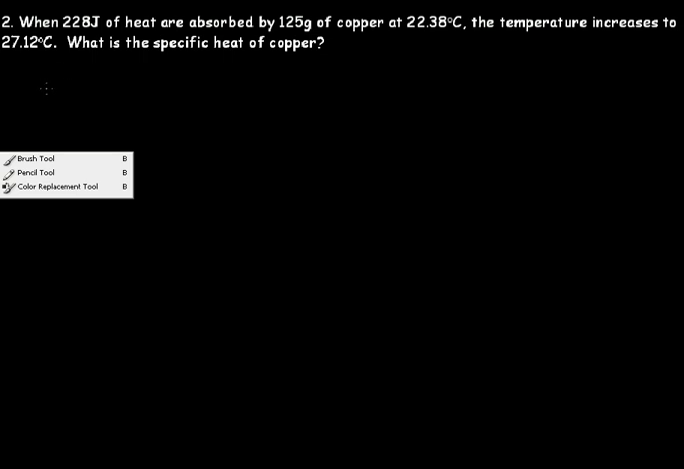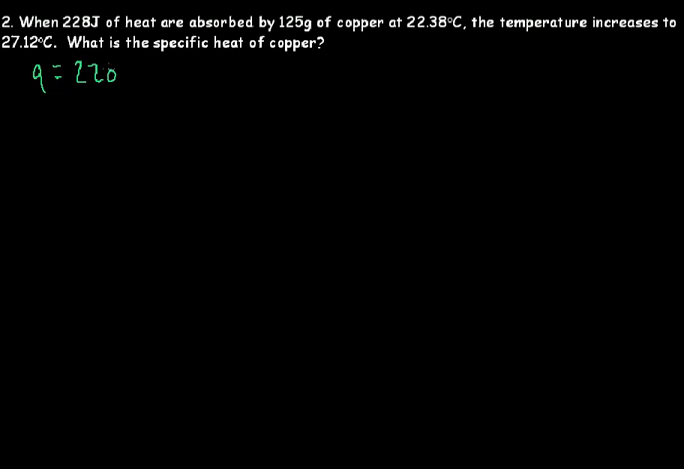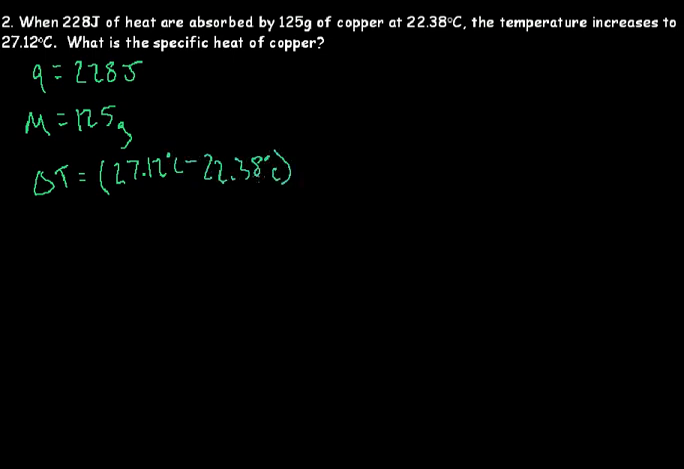So what do we have here? We've got 228 joules of heat absorbed by 125 grams of copper at 22.38 degrees Celsius. The temperature increases to 27.12 degrees Celsius. What's the specific heat of copper? So we have our Q, that's going to be 228 joules. We have our mass, 125 grams. And our delta T is going to be our final temperature minus our initial, so it's going to be 27.12 degrees Celsius minus 22.38 degrees Celsius. And we're going to look for our specific heat of copper.